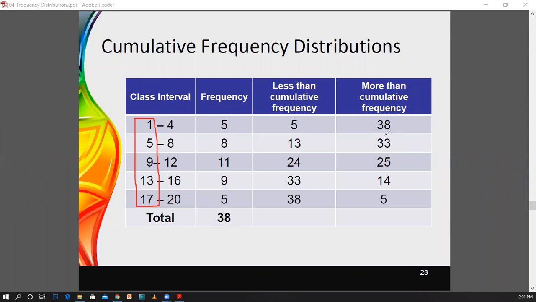Then this 33 says there are 33 observations which are greater than or equal to 5. Then this 25 says that there are 25 observations which are greater than or equal to 9. Then this 5 says that there are 5 data points which are greater than or equal to 70. Therefore, this is how we are obtaining the cumulative frequency distribution and interpreting the values in a cumulative frequency distribution.